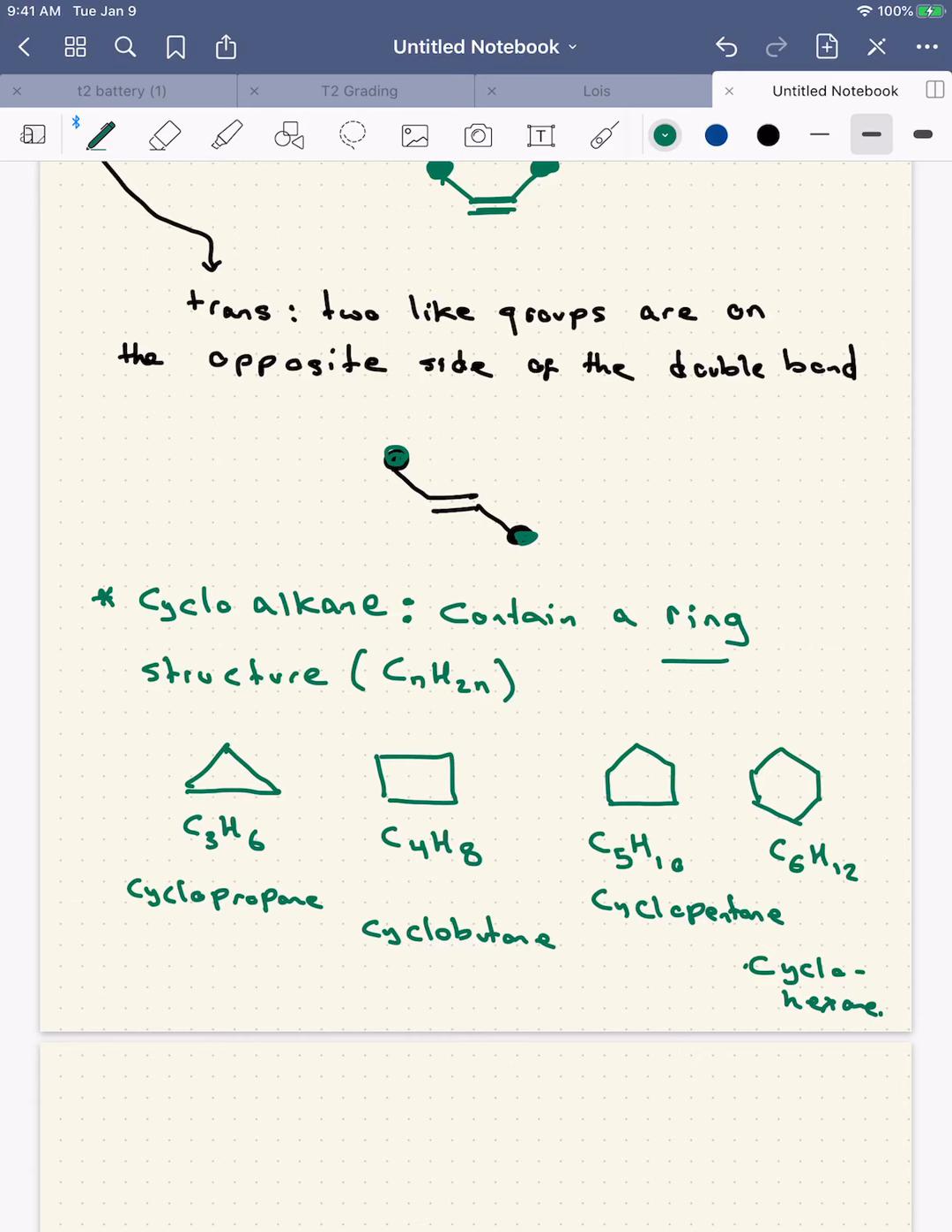Finally, you could have cycloalkane, which contains a ring structure, and I'm giving you a few of them that it's important to remember. So cyclopropane is C3H6. So that's one isomer of propene. Cyclobutane is C4H8, which we looked at. It's just a square. And then cyclopentane. And you have cyclohexane, for just knowing a few of them.